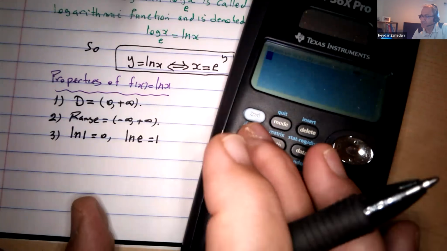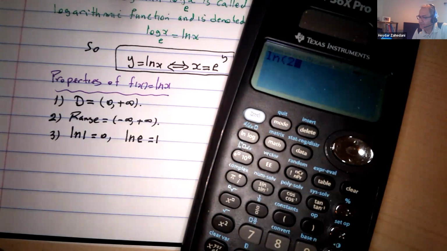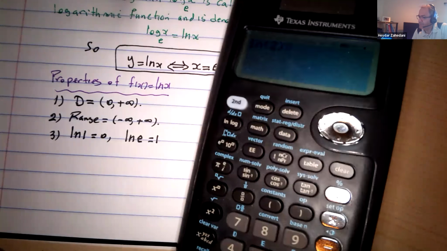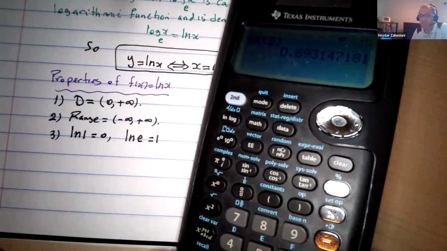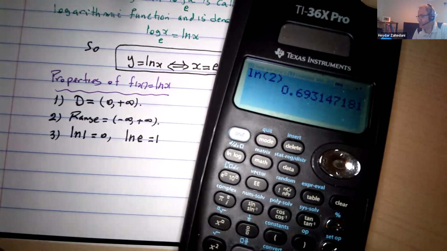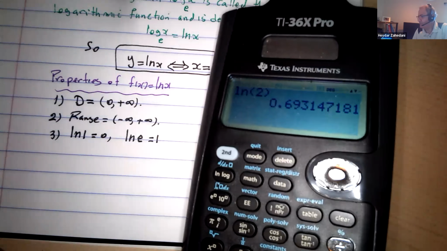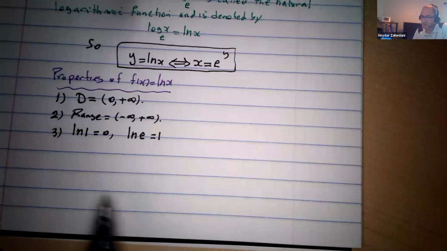So for example, this is going to be ln of 2, close parentheses, and that should give me 0.69. 0.69 is going to be ln 2. So if you need it, we can use the calculator to find it for any other numbers, of course for the positive numbers.